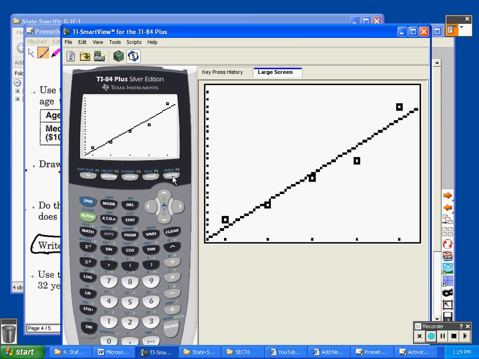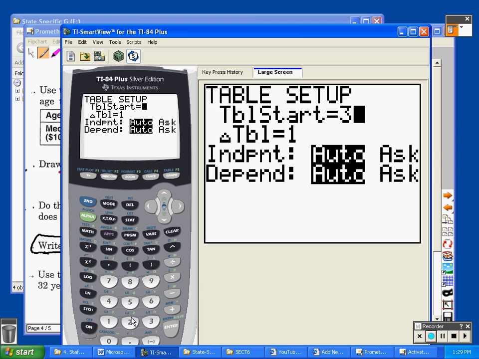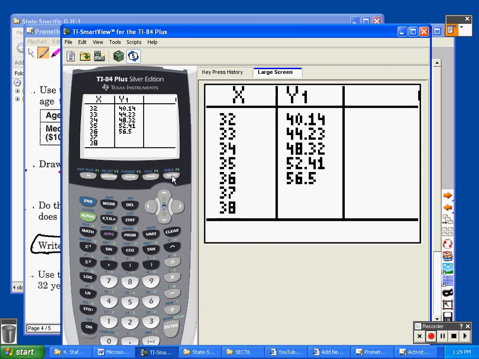Now you can see your statistics, your scatter plot, but you can also see your line of best fit. And once it makes a line, your calculator will give you all the combinations of x and y. So I could go to second graph to find my table. Now I want to know x of 32. So I'm going to set my table, second window, and let it start at 32, and then go right back to my table. And there I can see right here, at 32, the income would be 40.14, which is 40,140. That is the median income for that age bracket. And this would obviously be a prediction.